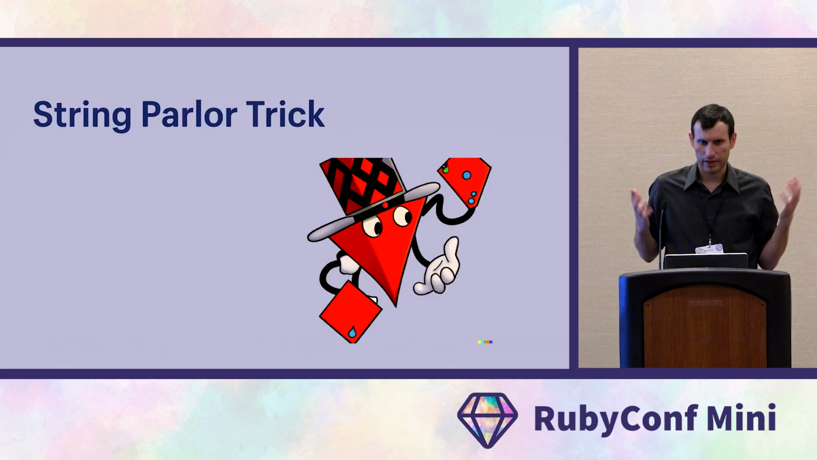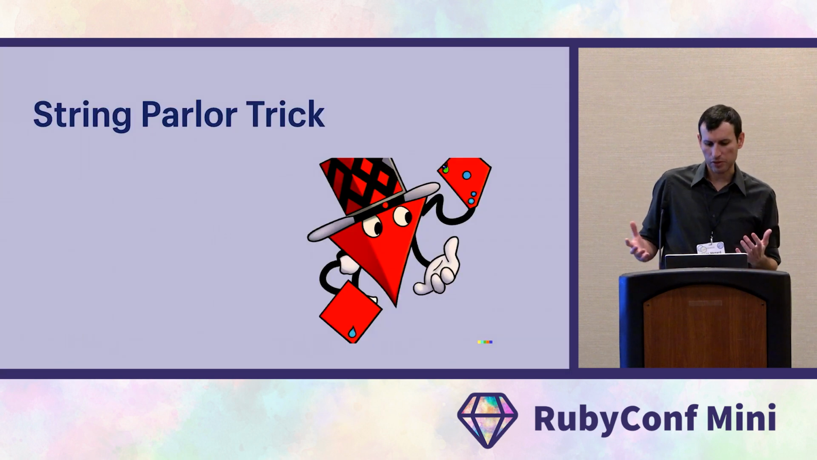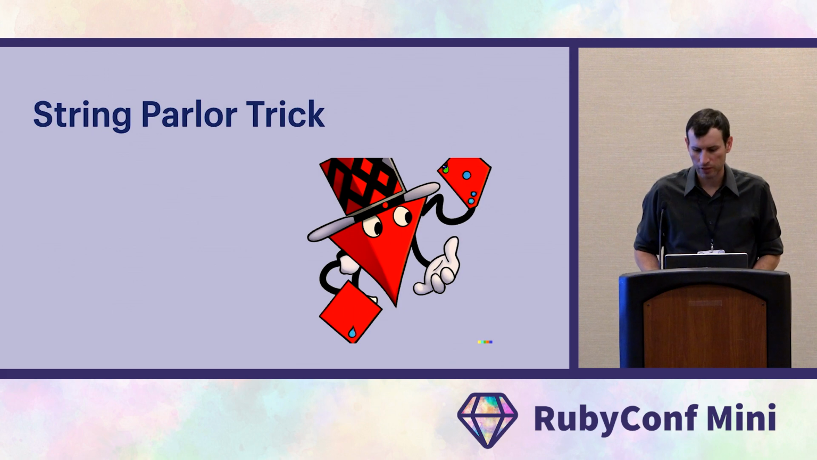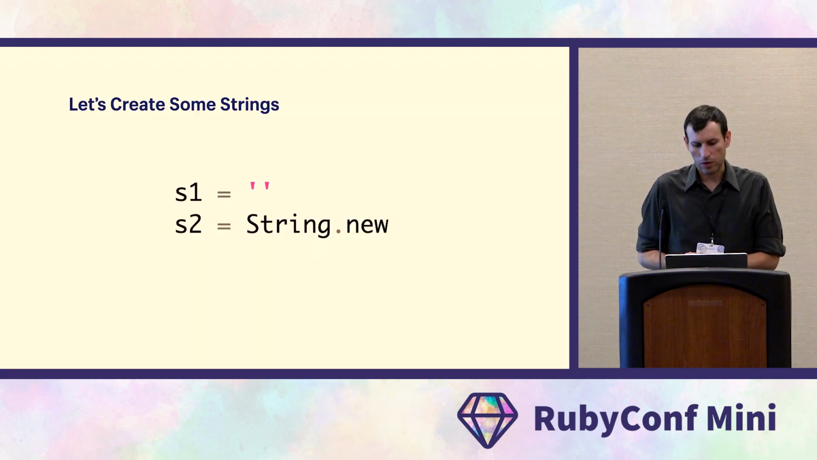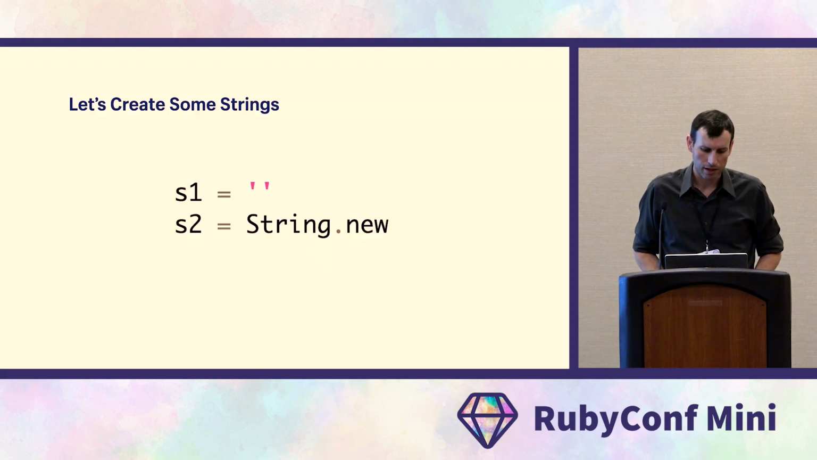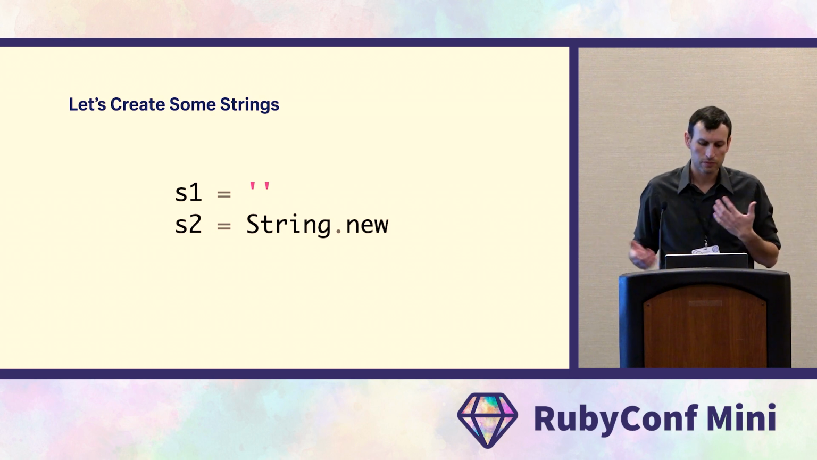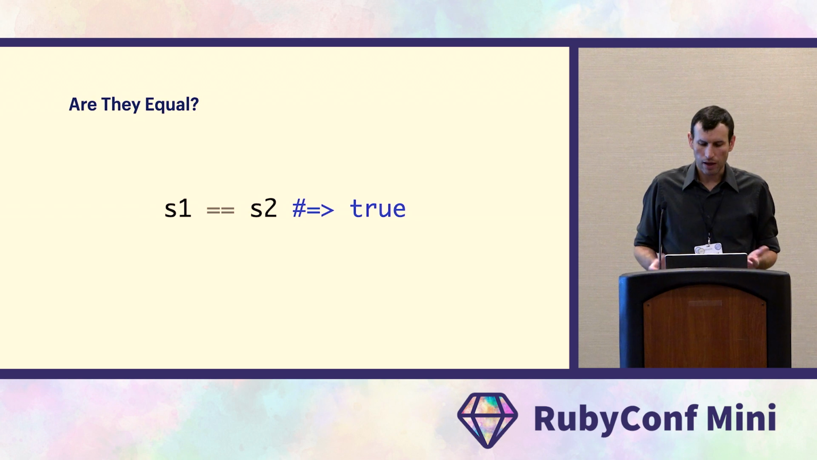All right, so with all that, we'll build up to a fun little trick you can show your friends when you go home. We'll start by taking 2 strings. We'll just create one as a string literal and one by calling String.new, just 2 different ways of creating strings. We can check if they're equal. We get back what we expected, I hope.